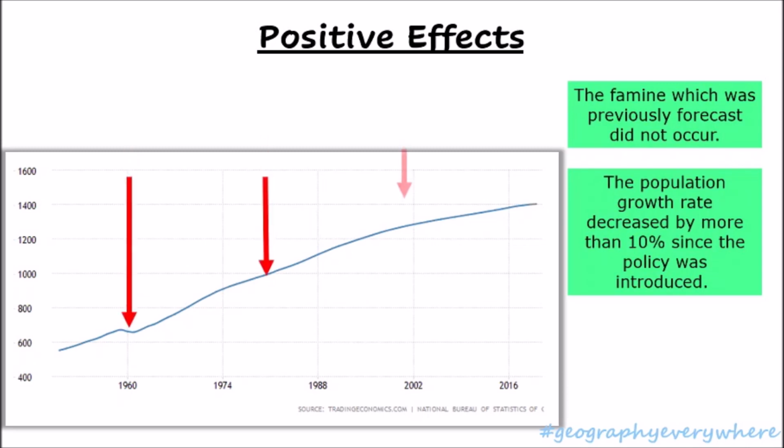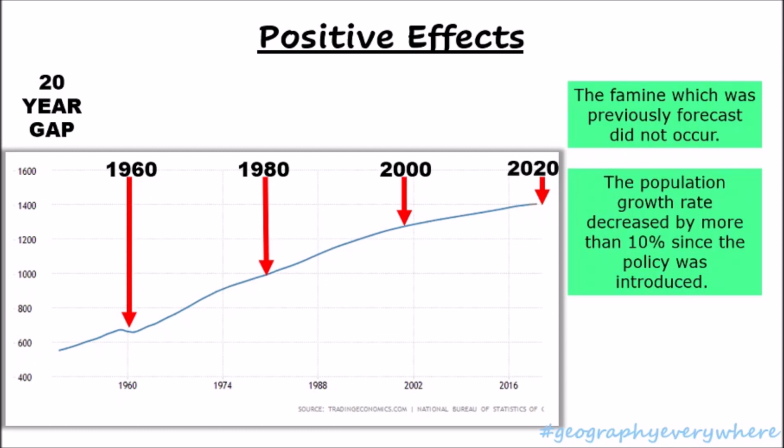Let's look at a number of years. Look at the difference of 20 years. We'll start with 1960, 1980, 2000, and 2020. Between each of these years, there's a 20-year gap. In the years between 1960 and 1980, population increased by 314 million.